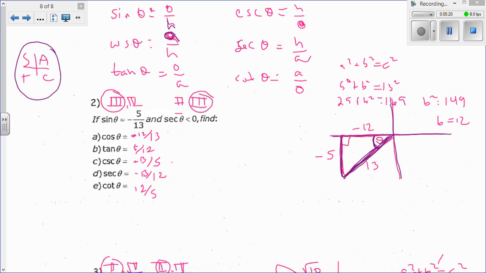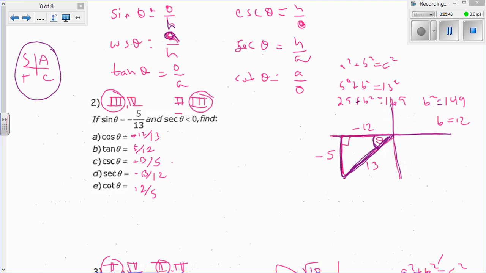And then I have to find my third side, and I just use the Pythagorean theorem. A squared plus b squared equals c squared. It doesn't matter which is a and which is b, but 5 squared plus b squared is equal to 13 squared. So 25 plus b squared equals 169. Subtract the 25 from both sides, so b squared is equal to 144. So b is equal to 12.